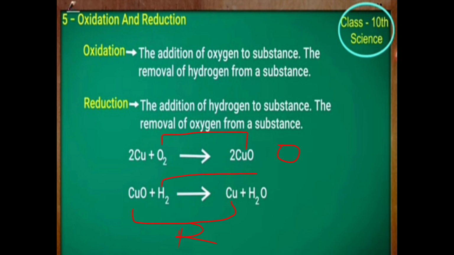Reduction, and here oxygen is added. So here there is oxidation, and the reaction which undergoes both oxidation and reduction is called a redox reaction. That is, it consists of both oxidation and reduction reactions. That chemical reaction undergoes both processes, oxidation and reduction.